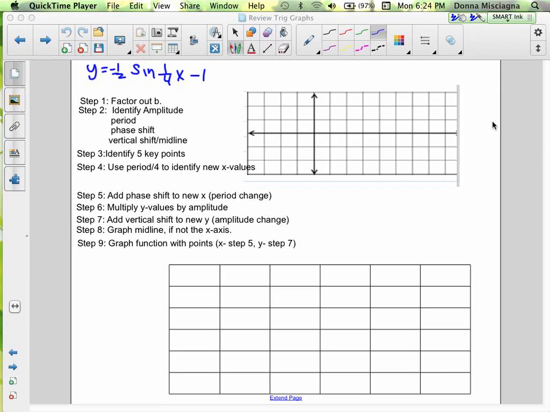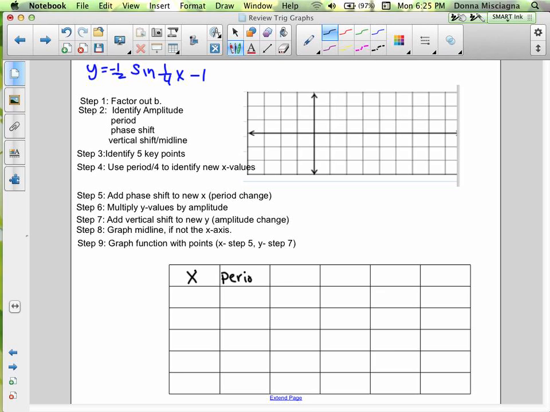First of all, though, you want to draw a table for your values. It's a 6x6 table. In the first row are the labels. So we have x, and then sometimes we change x with the period change. Sometimes we change it further with a phase shift. And then we have y. Sometimes we change y with an amplitude change. And sometimes we change it further with a vertical shift.